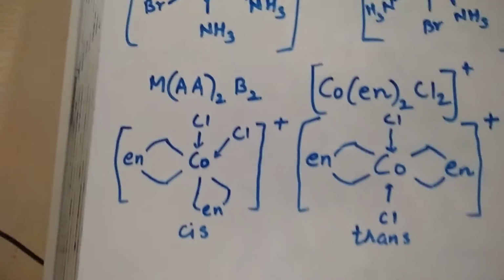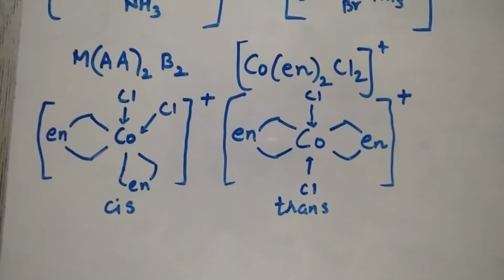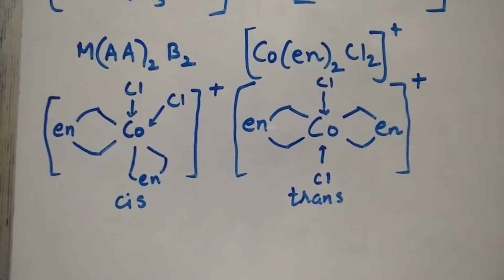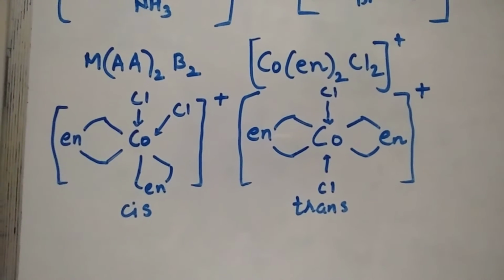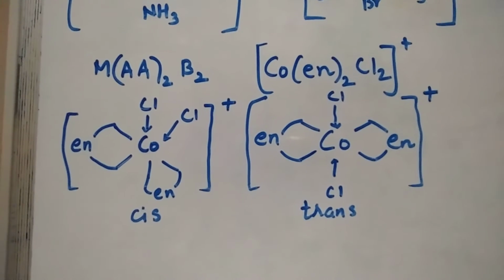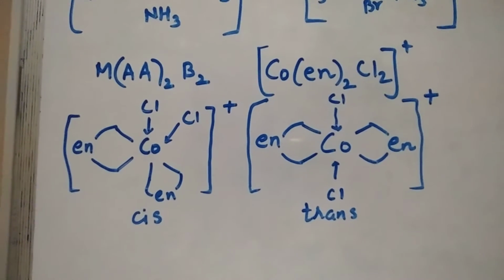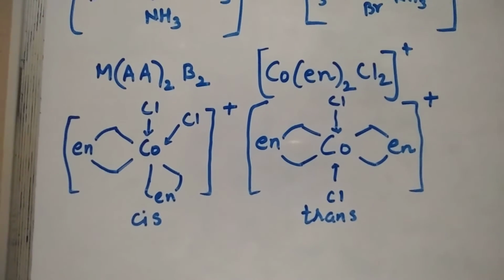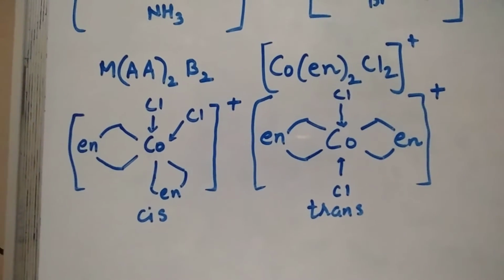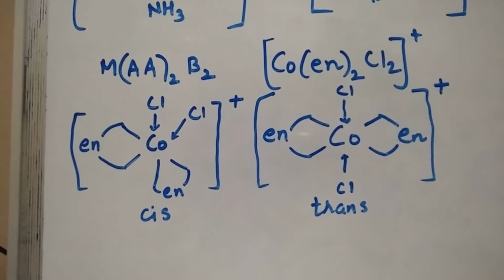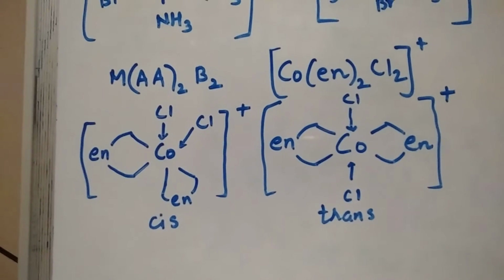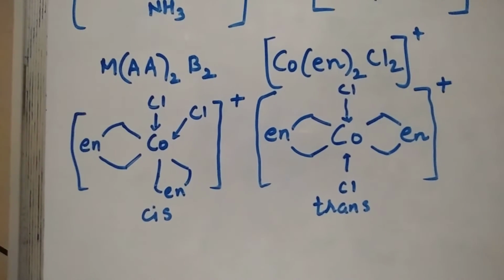Next type is of MAA2B2. So what is the example here? Cobalt, Co(en)2Cl2 with the plus charge. En here is ethylene diamine. We have done this earlier. It is a bidentate ligand. Its structure is NH2CH2CH2NH2. In the first video I drew the structure on the board and told you that it is a bidentate ligand, meaning this ligand has 2 electron pairs to donate. It's a bidentate ligand. Now let's see the 2 isomers.